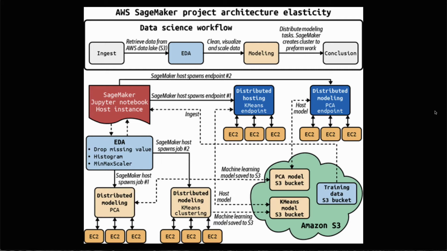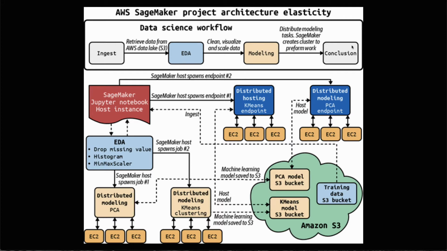It really is a good example of why you would use a platform. And let's walk through this diagram here. So you can see here, this is AWS SageMaker project architecture elasticity. In a traditional, let's say, notebook-only data science workflow, at the very beginning here, you're going to ingest the data. You're later going to do EDA, you'll do some modeling, and you'll build a conclusion.